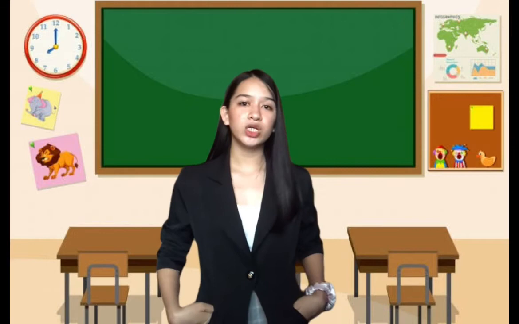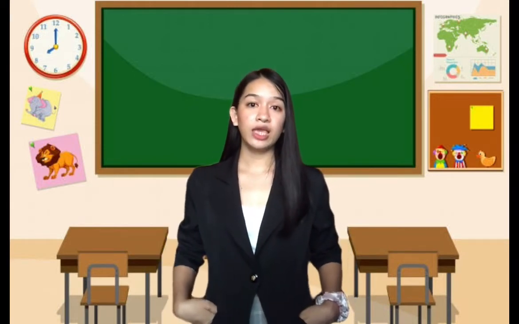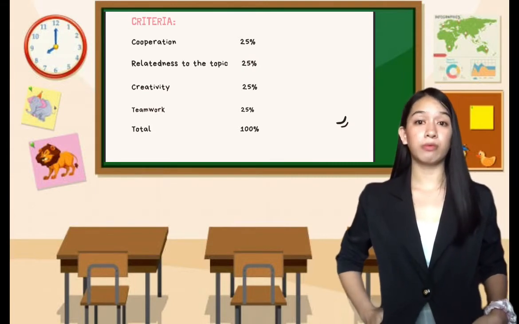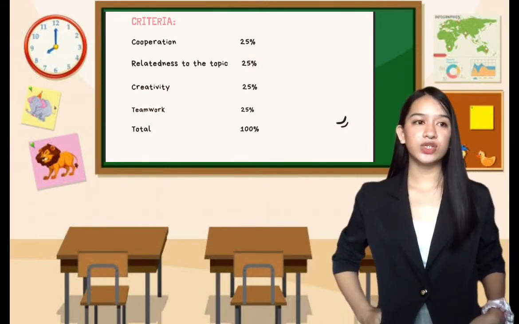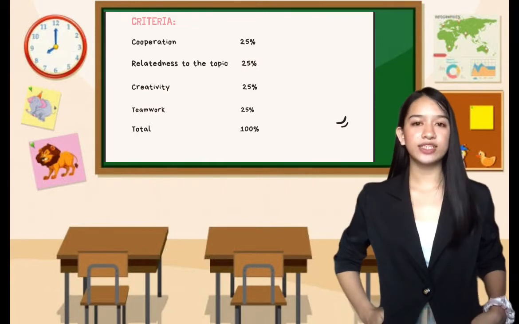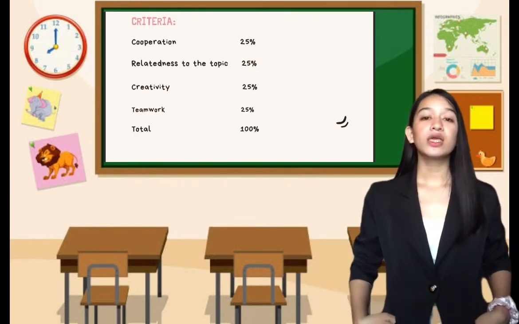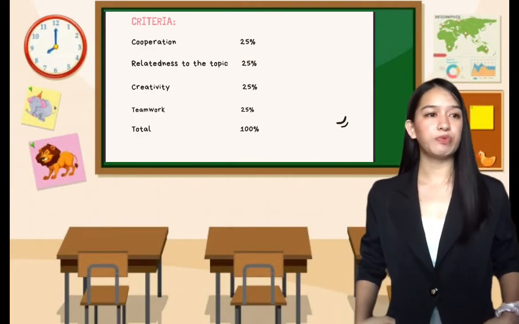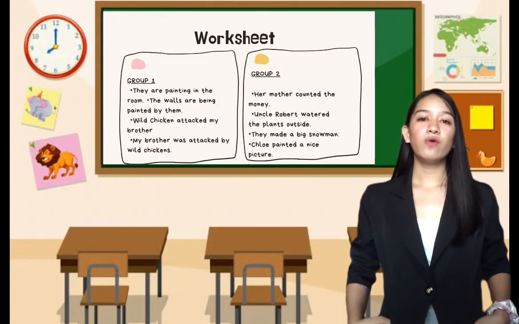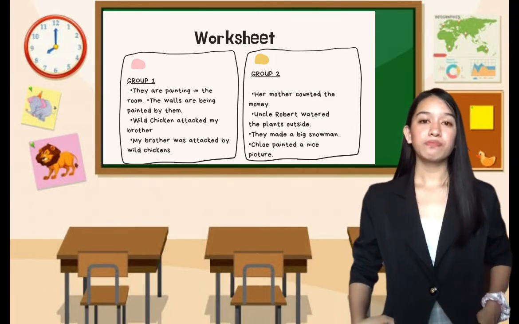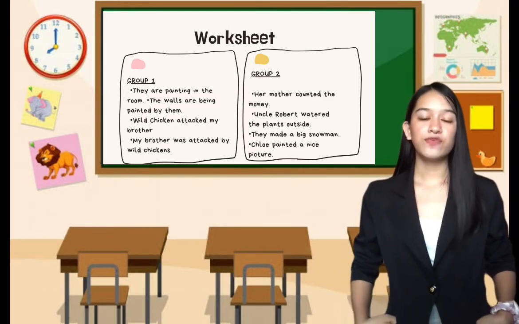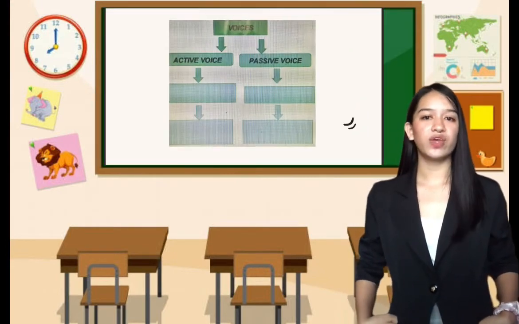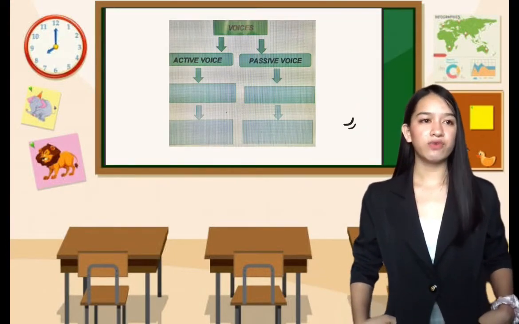So now, first, I will be giving to you the criteria for judging. First, cooperation, 25%. Relatedness to the topic, 25%. Creativity, 25%. Teamwork, 25%. With a total of 100%. So now, I will be presenting to you the group activity for you to make in the graphic organizer. So here it goes.